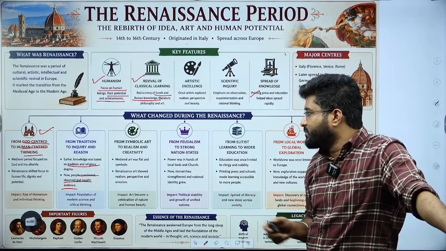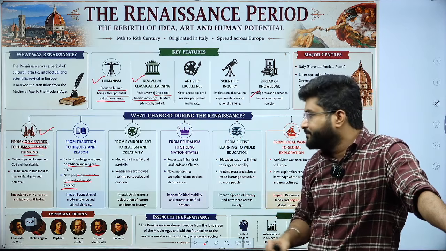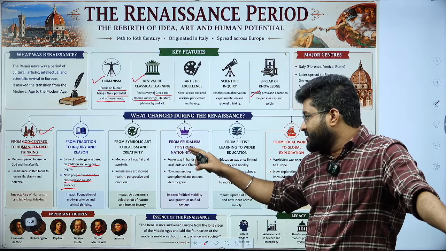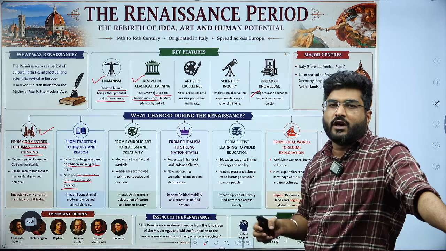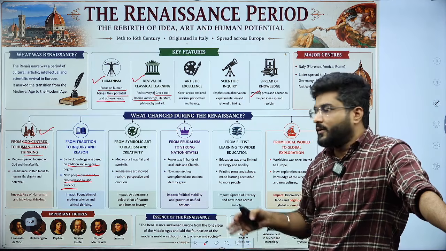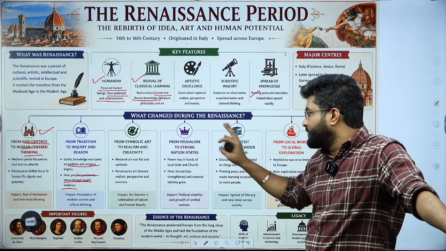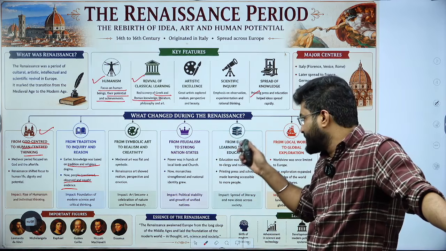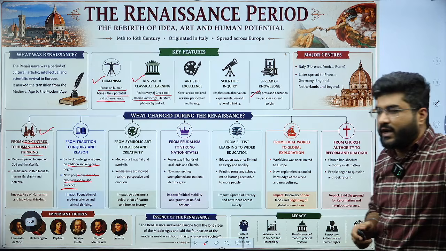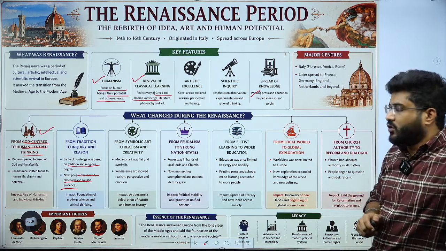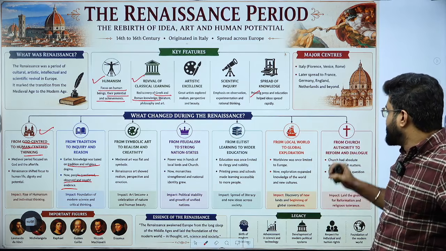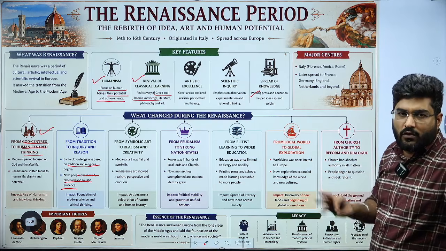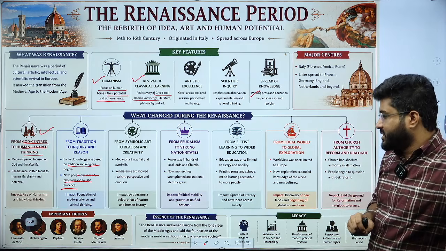Okay, then from symbolic art to realism and creativity, as Renaissance art showed realism and the perspectives of different emotions in art. Then freedom from feudalism to strong nation states, from elitist learning to wider education, from the local world to global exploration, which we have seen in the form of the commercial revolution, and from church authority to reform and dialogue, as we have seen in the reformation.